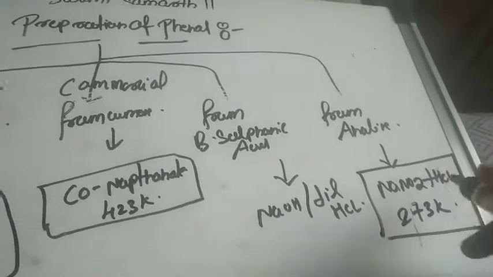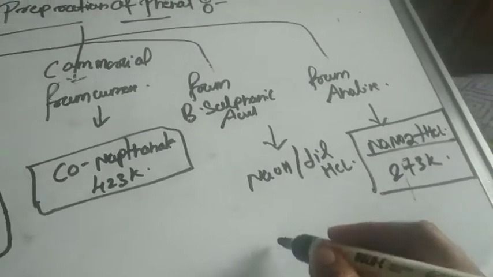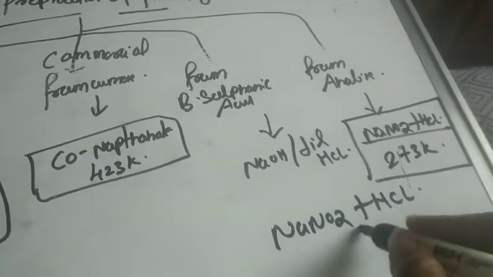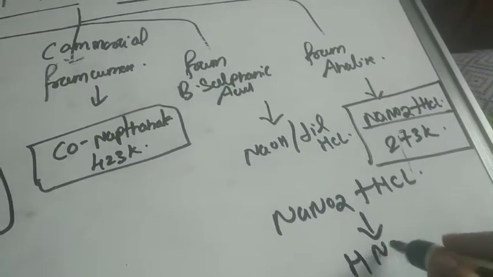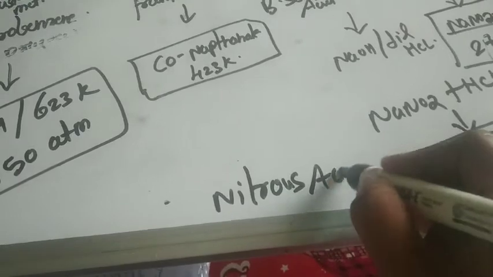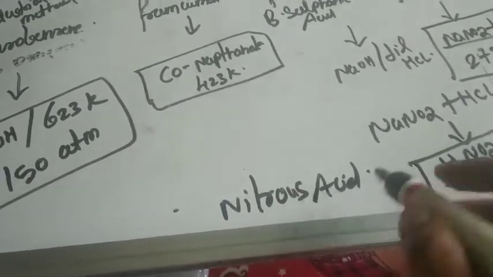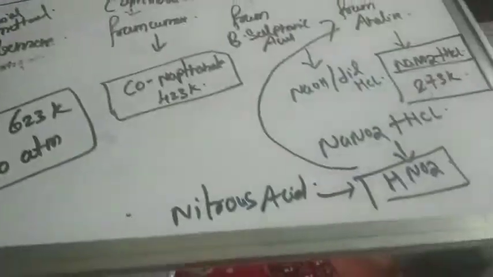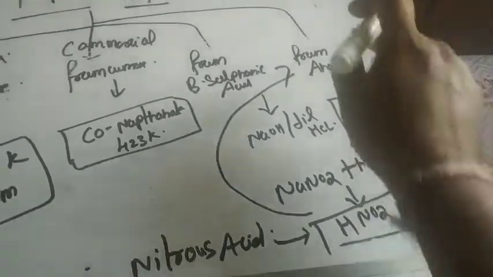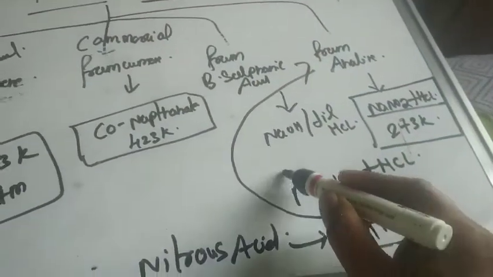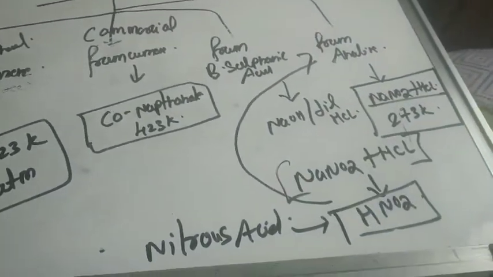So why do we use this NaNO2 and HCl? See, NaNO2 plus HCl will get converted into HNO2, that is nitrous acid. The name of this compound is nitrous acid, right? This nitrous acid we are going to treat with aniline. इसका reaction, nitrous acid का reaction हम लोग aniline के साथ करेंगे, right? That is why we take this NaNO2 and HCl in the reaction.